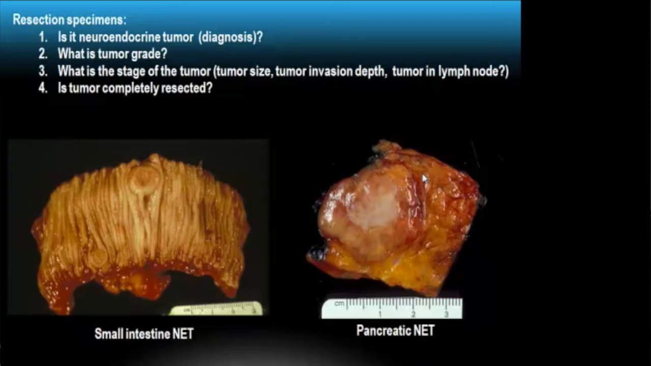On this side, this is a partial pancreatectomy specimen for pancreatic neuroendocrine tumors. You see a mass here. We have a ruler here, and the mass is about 3 centimeters in size. This mass is surrounded by normal pancreas tissue. In addition, you can also see this black ink.